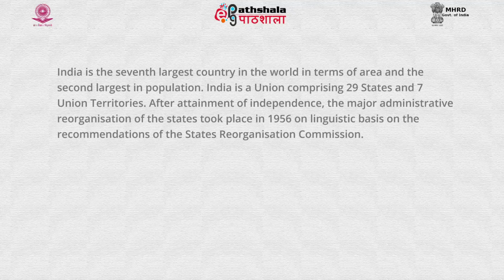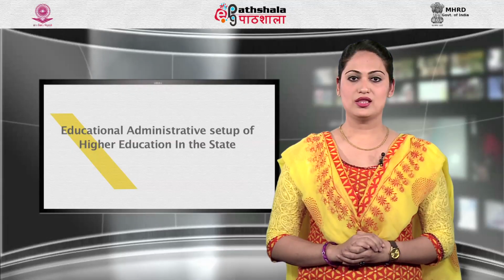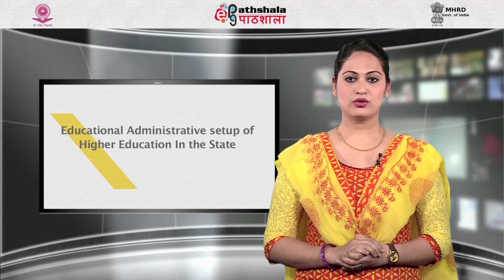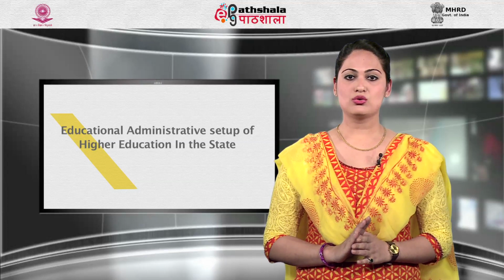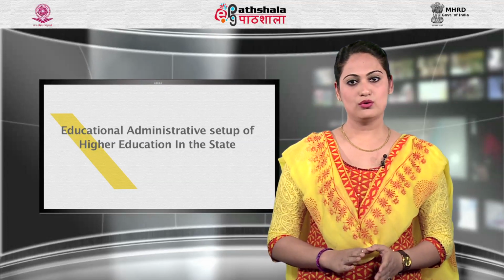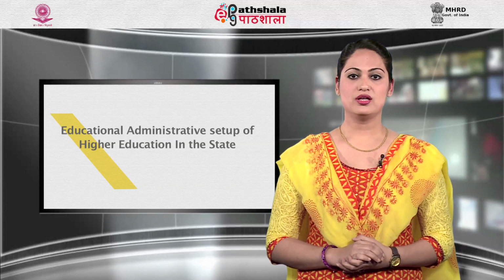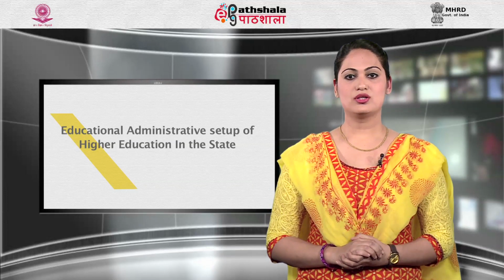India is the 7th largest country in the world in terms of area and the second largest in population. India is a union comprising 29 states and 7 union territories. After attainment of independence, the major administrative reorganization of the states took place in 1956 on a linguistic basis on the recommendations of the States Reorganization Commission. The states vary considerably in terms of geographical area, climatic conditions, population size, density, and social and economic characteristics. Therefore, the Indian Union presents a complex picture in terms of diversity of the states and union territories.